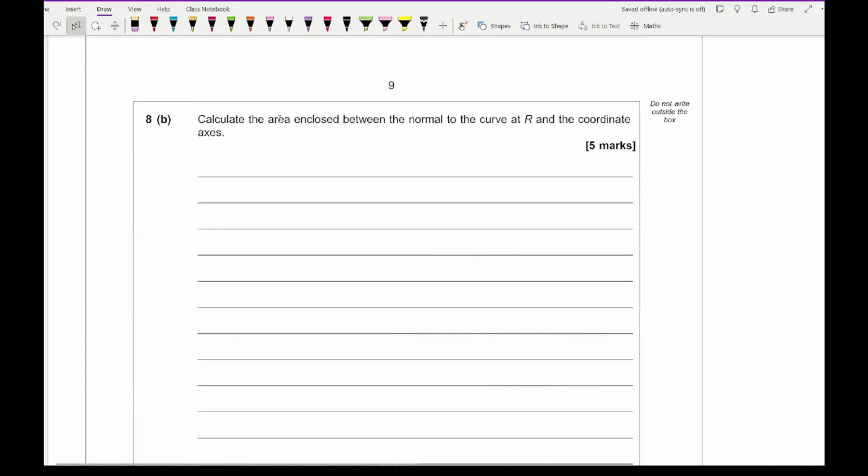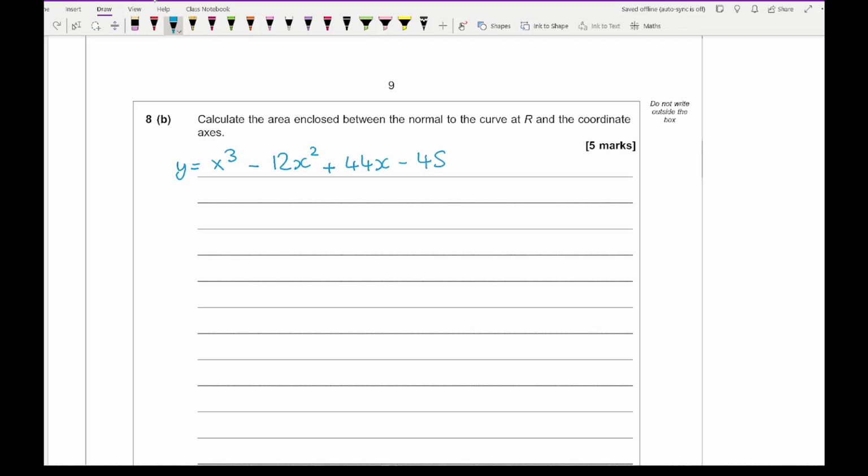Then moving on to question 8b, it says calculate the area enclosed by the normal to the curve at R and the coordinate axes. So looking at this, first things first, let's start by writing down the equation that we've got, replacing our values of p and q that we discovered in part A. So here we've got x cubed minus 12x squared plus 44x minus 45.